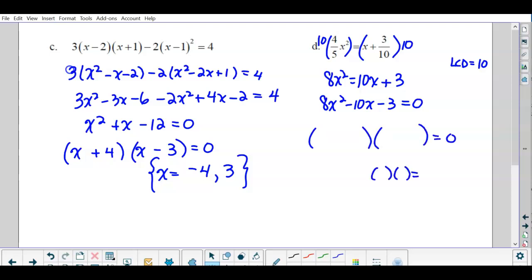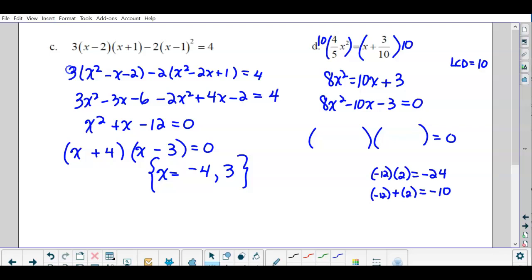Two numbers that multiply to negative 24 and add to negative 10. So one positive, one negative. So you might think negative 6 and negative 4, but that would multiply to positive 24. So 12 and 2 work. This would be negative 12 and 2.